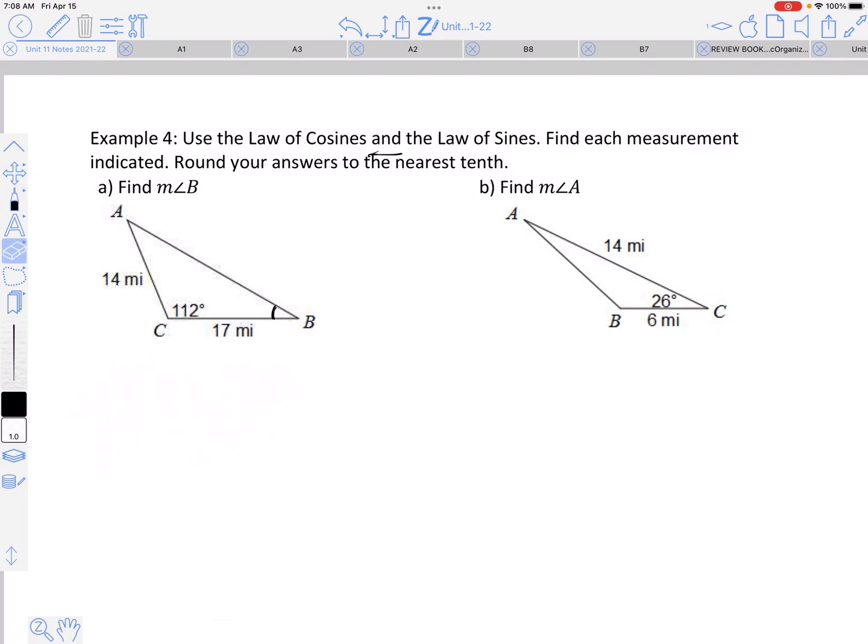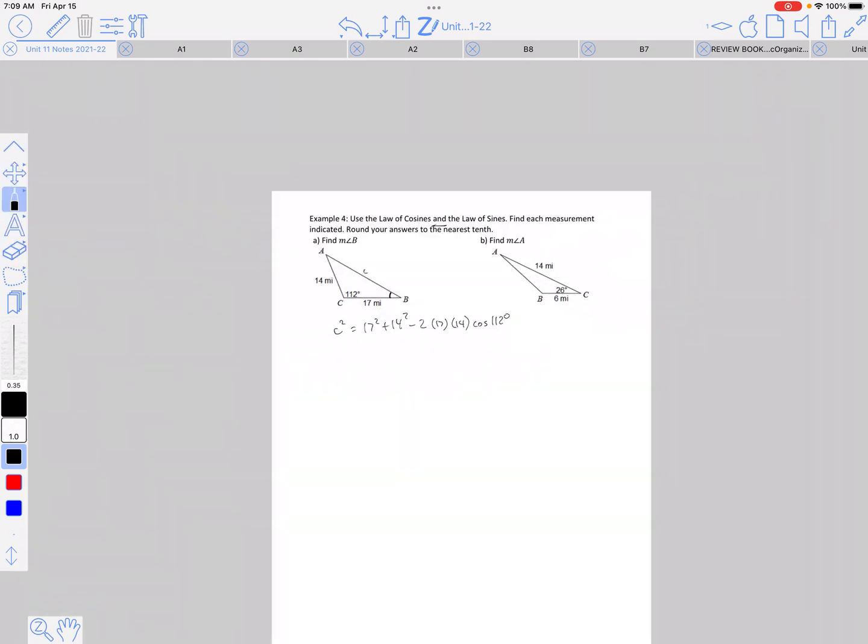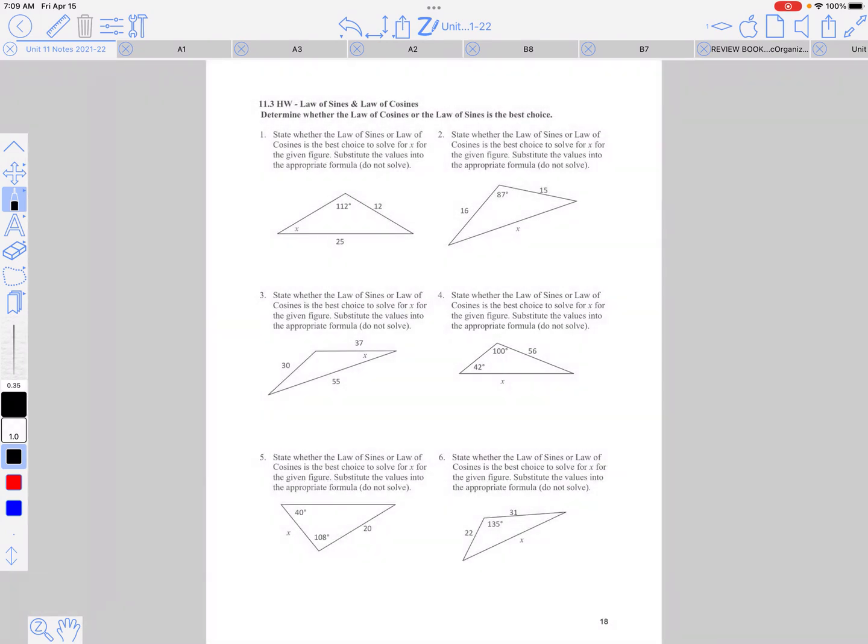So what we're going to need to do first is the law of cosines. So we'll do c squared equals 17 squared plus 14 squared minus 2ab times cosine 112. Put that in our calculator, we'll get little c, and then we'll be able to use law of sines. So we'll just use those back to back, and that's really what we're doing. Good luck. If you need any help, shoot me an email.